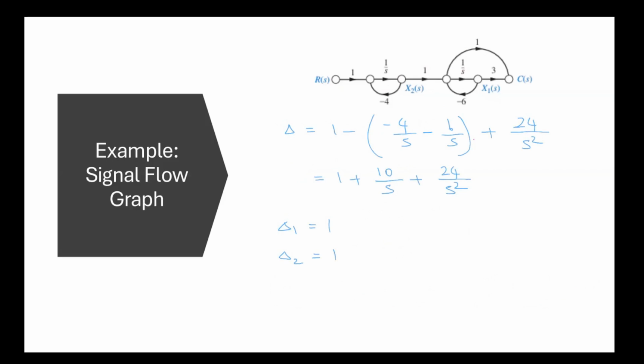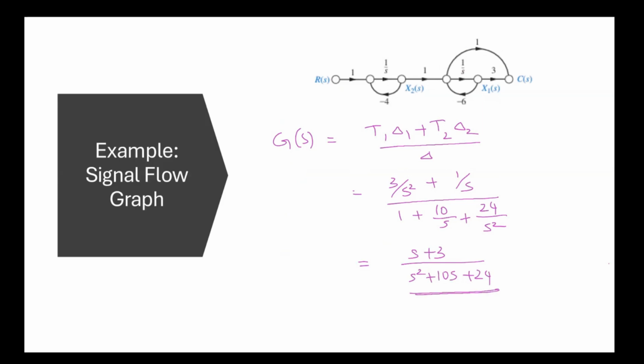The delta value is equal to 1 minus summation of the loop gains plus summation of the non-touching loop gains taken two at a time. After substituting that, we will get 1 + 10/s + 24/s². Delta 1 is when we take the first forward path: both the loops touch this forward path, hence the value of delta 1 will be 1. Similarly, when you take the second forward path, both the loops touch the second forward path. Hence, the value of delta 2 will be 1.